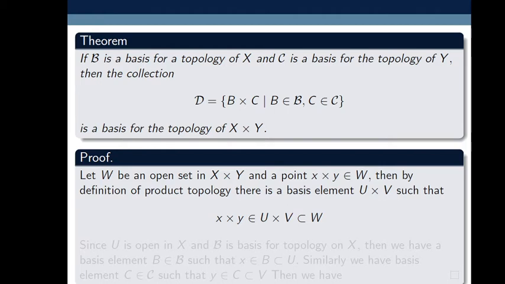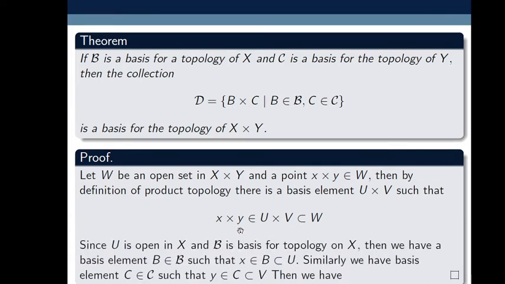Suppose we choose W, and let W be an open set in the Cartesian product of X and Y, and a point (x, y) belongs to W. As W is an open set of the Cartesian product of X and Y, elements in W look like this, Cartesian product of small x and y. Then by definition of product topology, there is a basis element U times V such that x times y belongs to the Cartesian product of U and V, which is contained in W.